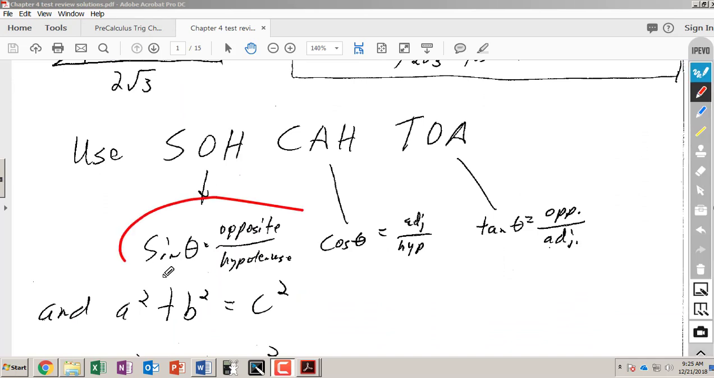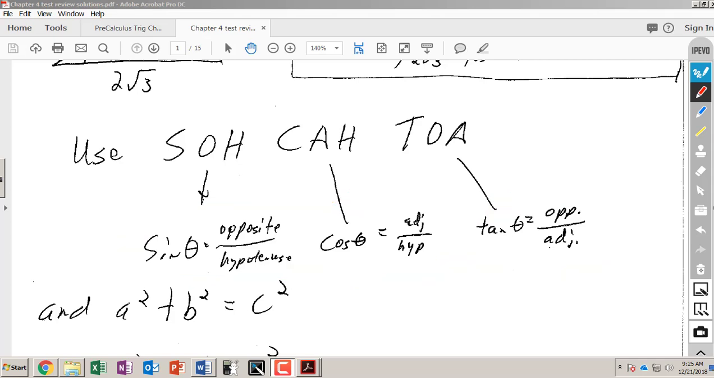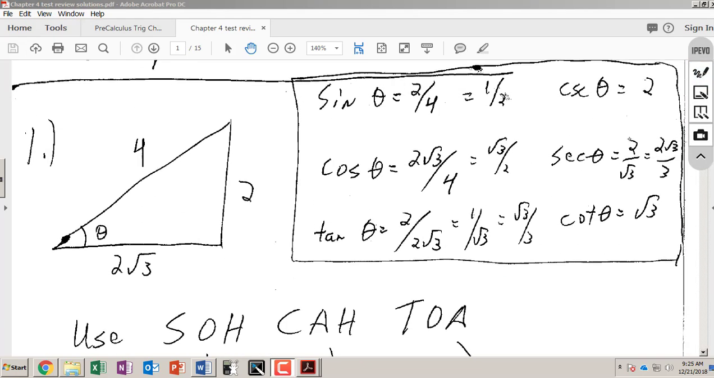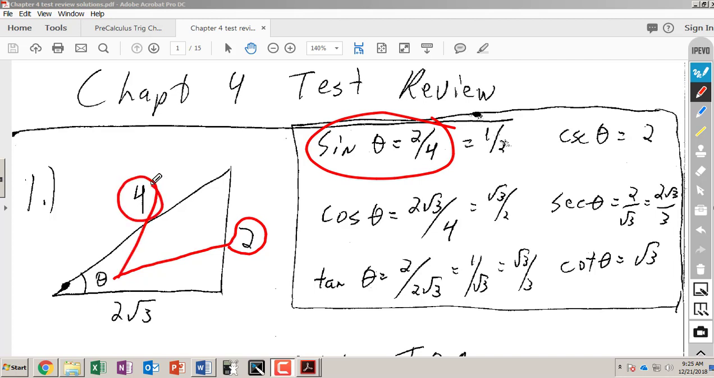So I need to remember that SOHCAHTOA stands for the following. The sine of theta is opposite over hypotenuse. The cosine of theta is adjacent all over the hypotenuse. And your tangent of theta is equal to your opposite over adjacent. So now scrolling back up here to my chart. Here I've got the sine of theta. Well, the sine of theta, working off my angle theta, so here's my opposite, and this is my hypotenuse. So that's going to equal 2/4, which reduces down to 1/2.